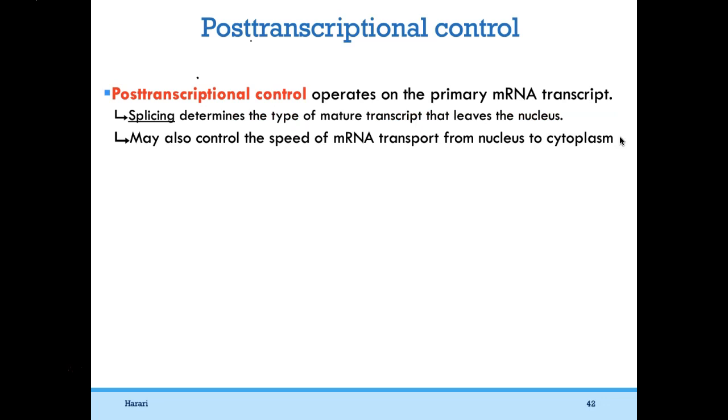So now we can talk about what happens after transcription: post-transcriptional control. After the mRNA is spliced, it can leave the nucleus. Splicing refers to the removal of introns, if you remember. So the faster that introns can be removed, the more that gene can be expressed.